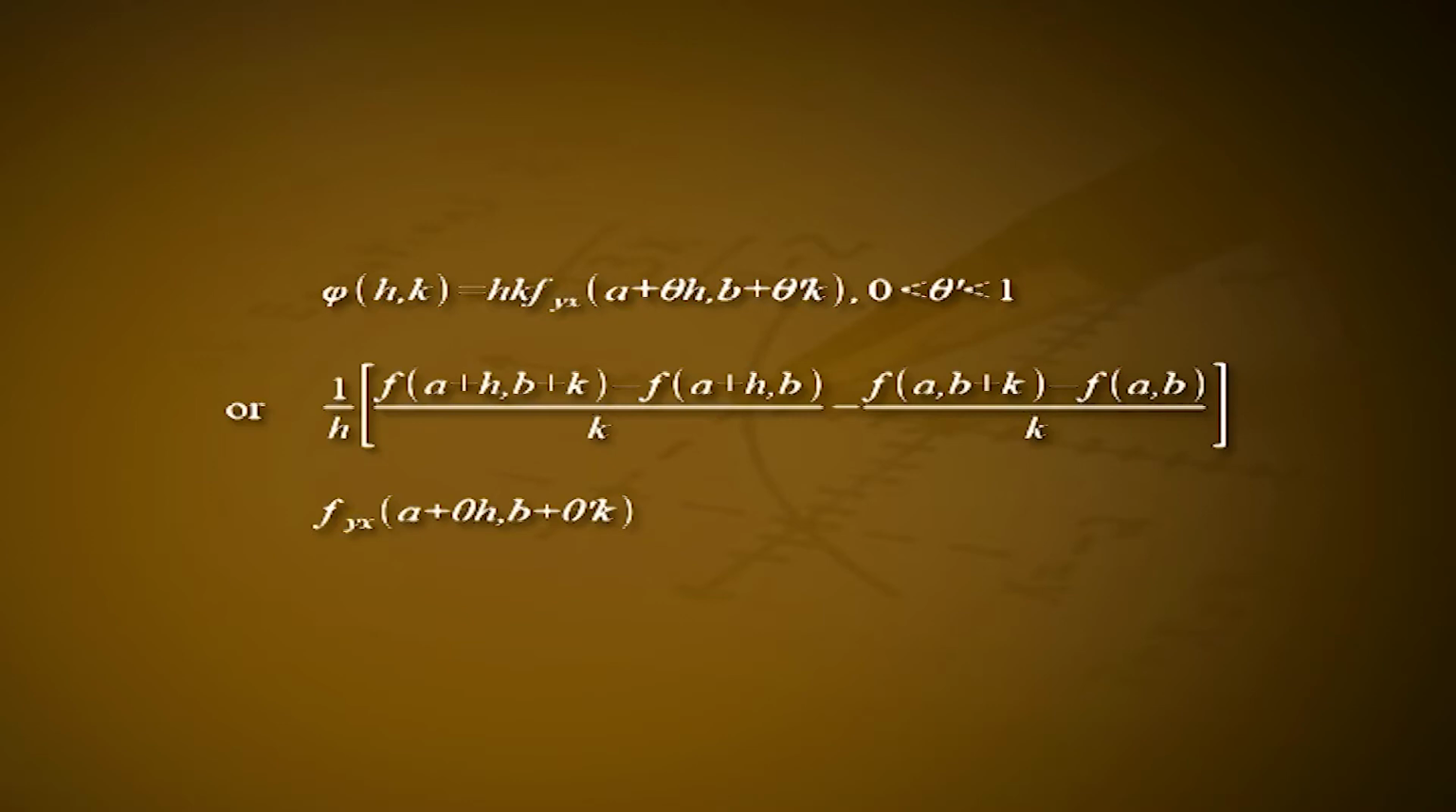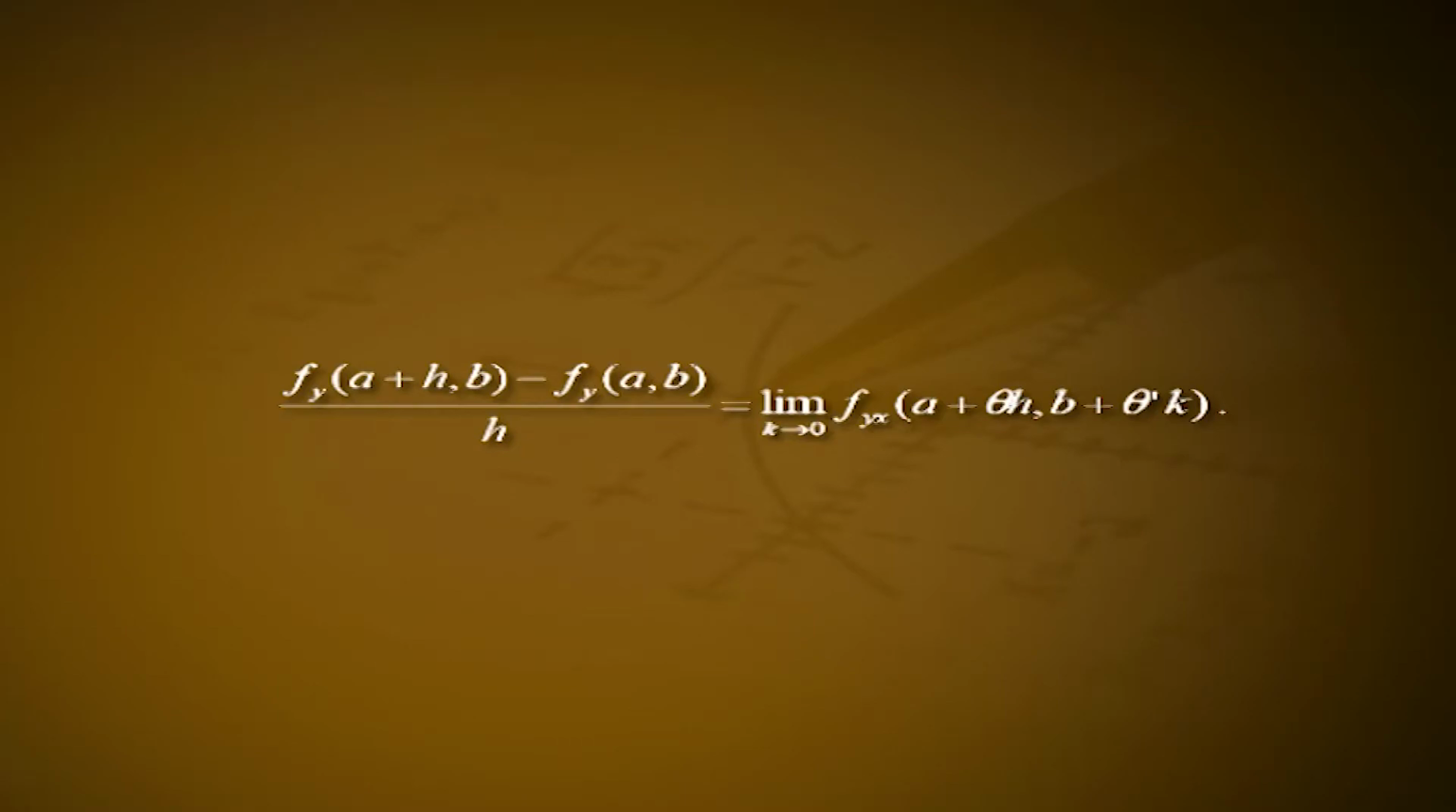Again, since f_yx exists in a neighborhood of (a, b), the function f_x is derivable with respect to y in the closed interval [b, b+k], and therefore by Lagrange's mean value theorem we get from 2, phi(h, k) is equal to hk into f_yx(a + theta h, b + theta dash k), for 0 less than theta dash less than 1. Or 1 by h into [(f(a+h, b+k) minus f(a+h, b)) divided by k minus (f(a, b+k) minus f(a, b)) divided by k] is equal to f_yx(a + theta h, b + theta dash k).